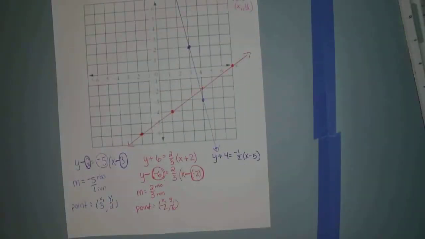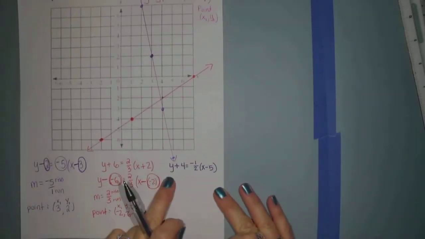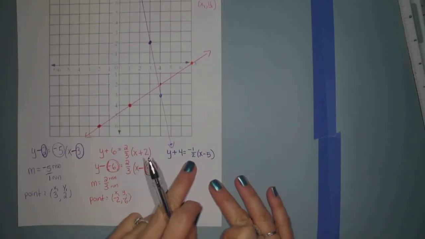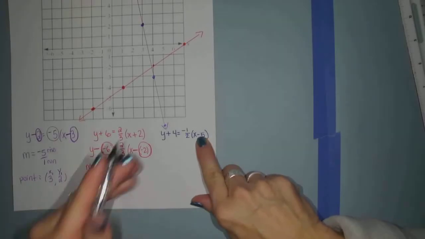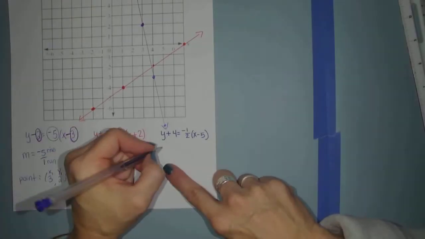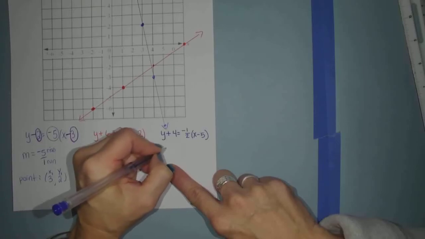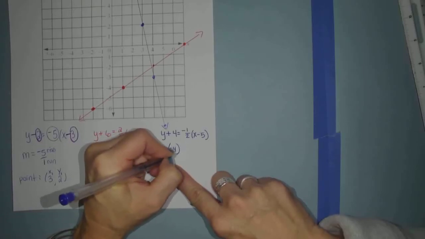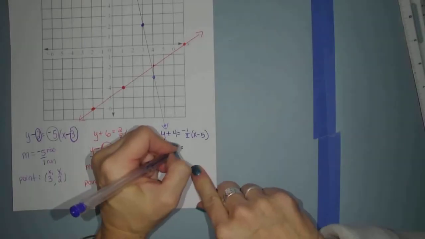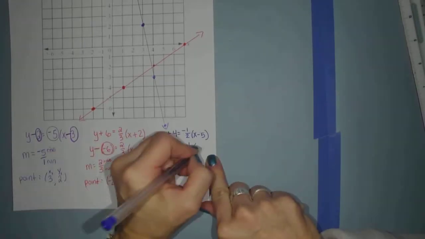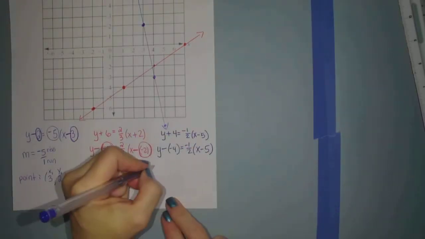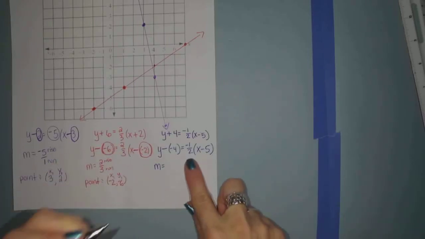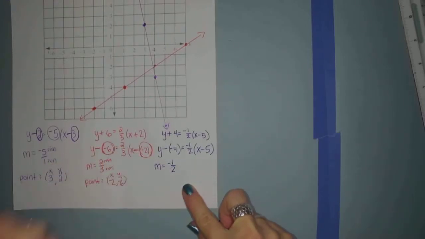Okay, and last but not least, our blue line. Y plus 4 equals negative 1/2 times the quantity of x minus 5. Well, we've got the minus here, so that's good. We've got to change this plus to a minus, so I'm going to rewrite this as y minus negative 4 equals negative 1/2 times x minus 5. I don't have to do any switching over there. It's already minus. So my slope is right here, negative 1/2.